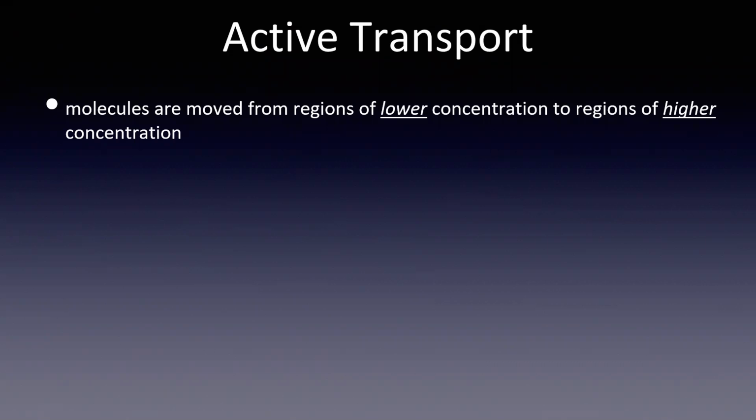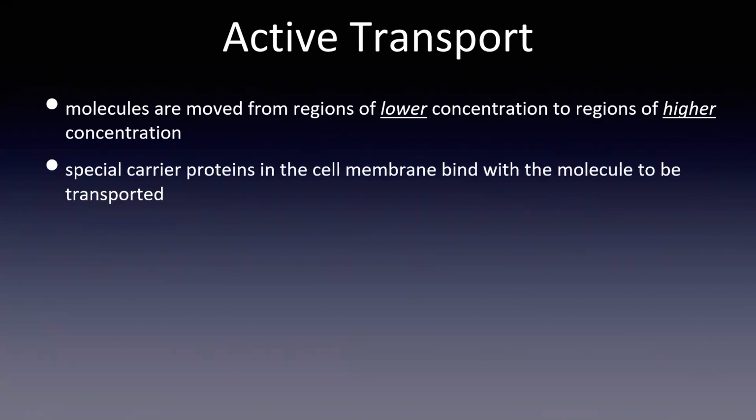Now, as opposed to diffusion, which can just have things go straight through the plasma membrane or the outer membrane of the cell, you need some things to make active transport work. First of all, you need special carrier proteins that are embedded in the cell membrane. You may remember from the fluid mosaic model, there are integral proteins that go all the way through from outside to inside. So carrier proteins in the cell membrane bind with the molecule that needs to be transported across the cell membrane.